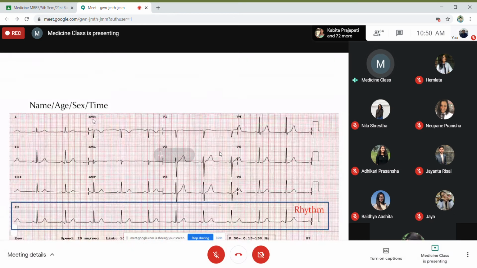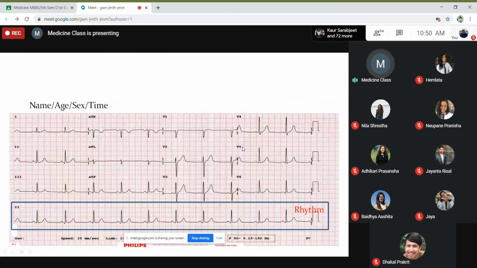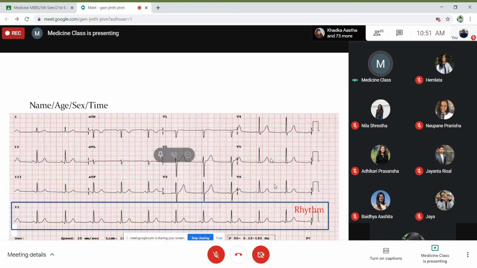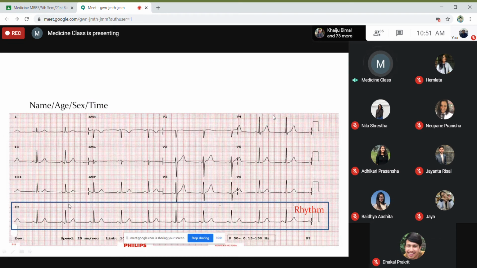bipolar leads 1, 2, 3, and the leads which have V on them are unipolar leads, and these are the chest leads. V1, V2, V3, V4, V5, V6 are chest leads, and these are the limb leads. So it starts with 1, 2, 3, then AVR, AVL, then we just go on describing the ECG from lead 1 to lead V6.